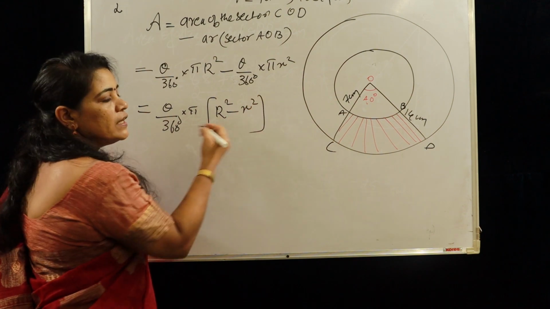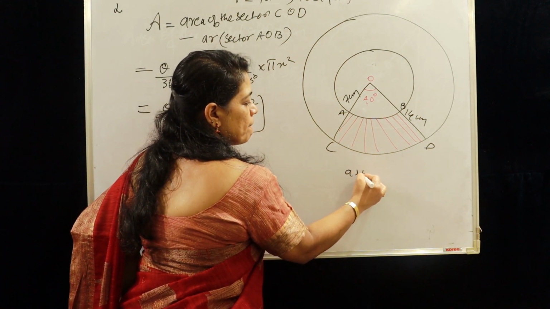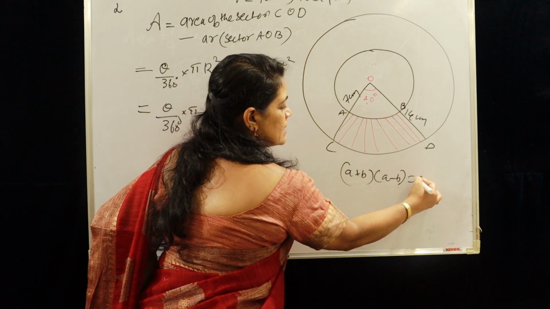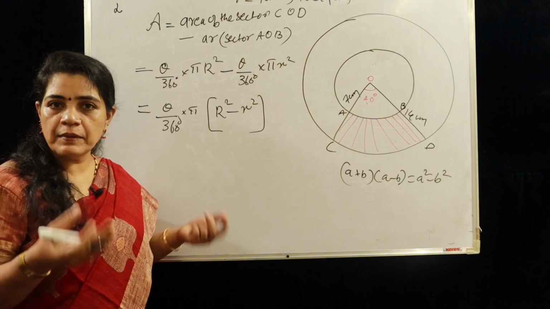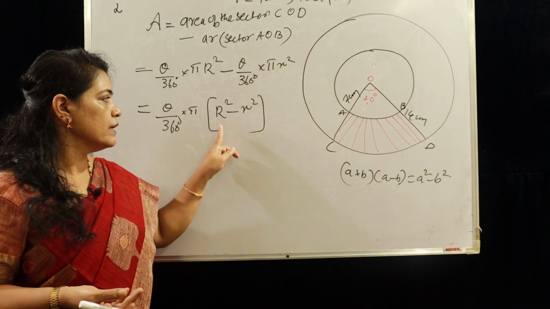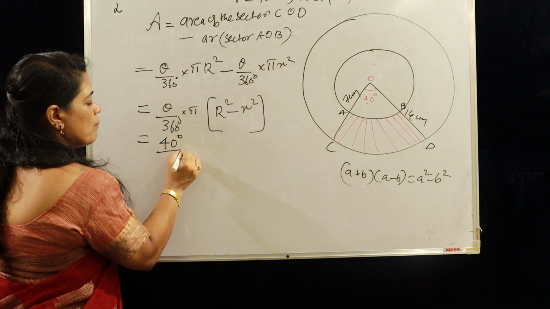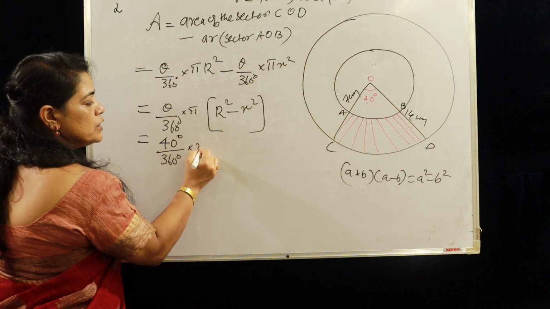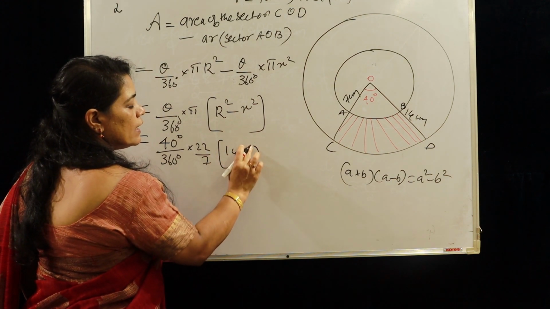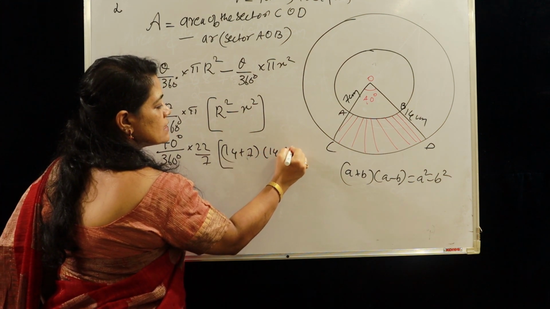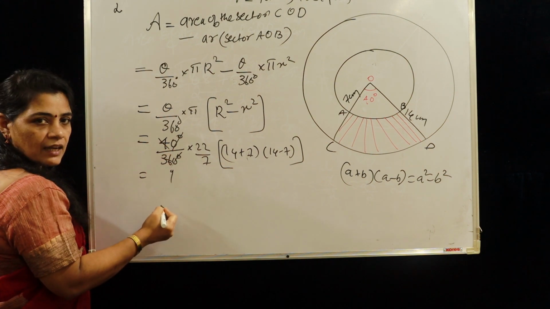Here you can apply the identity a square minus b square is (a plus b) into (a minus b). So that is capital R plus small r, that is 14 plus 7, and 14 minus 7. Theta you can substitute as 40 degree by 360 degree into 22 by 7, which is also given, into 14 plus 7, into 14 minus 7. The 0s get cancelled, and 4 in 36 is 9 times.